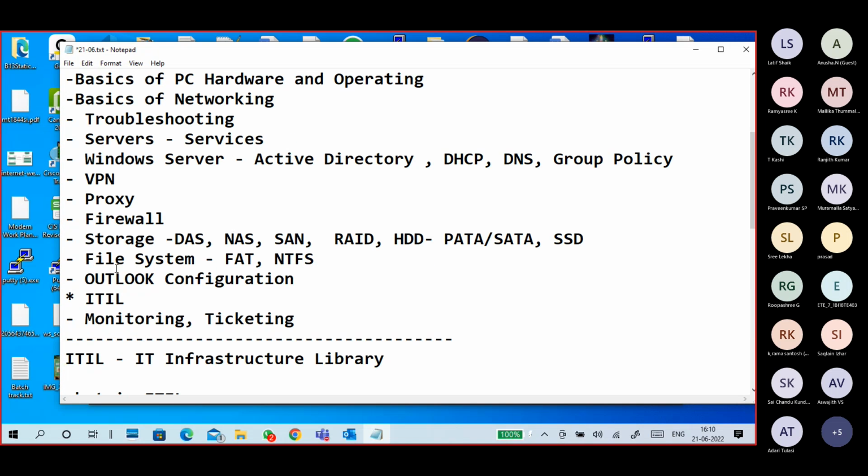Another one is very important, whatever profile you are working in, either development or supporting or any position, Outlook configuration is also very important.